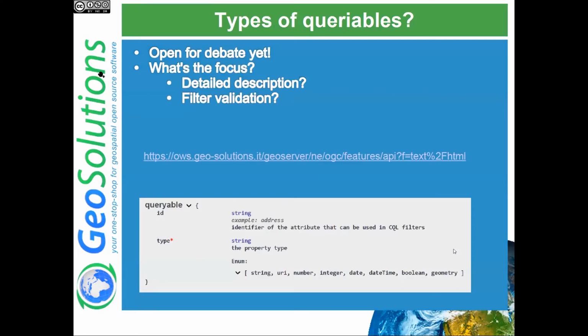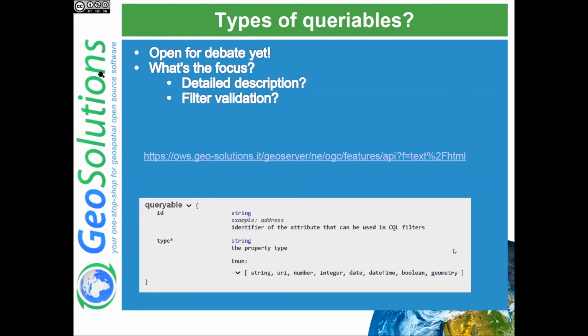One type of queryable is kind of interesting. A queryable at the moment has an ID and a type, but what are the types? Again, I based the list on my Testbed 15 implementation, but there needs to be discussion here. At the moment we have string, URI, number, integer, date, time, boolean, and geometry. I actually had to add geometry because it wasn't part of the Testbed 15 experience, because that was based on tables only.